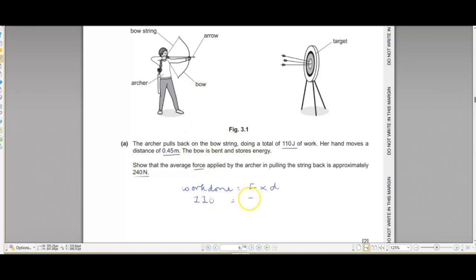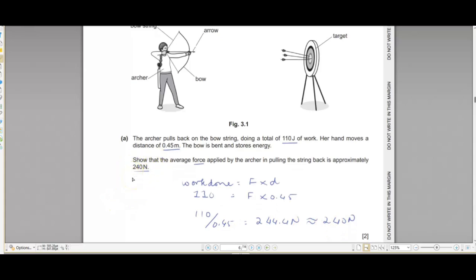Force is something we have to find, and the distance is 0.45 meters. That is going to give us a force of 244.4 newtons, which can be rounded off to 240 newtons. So we've reached our answer.